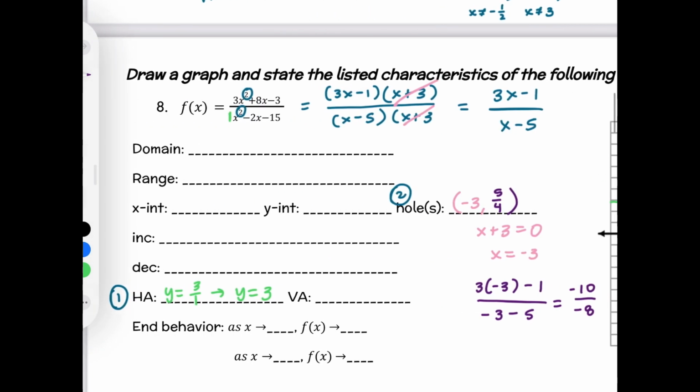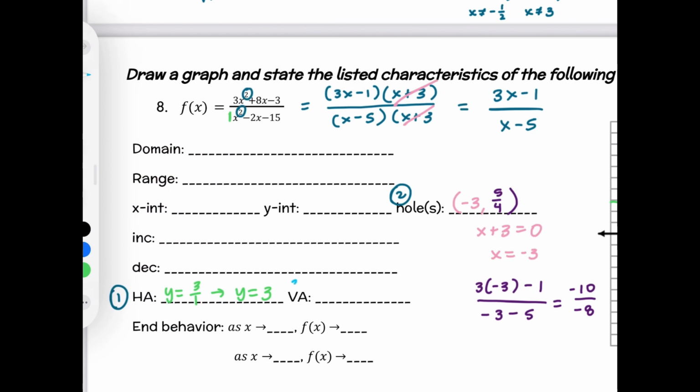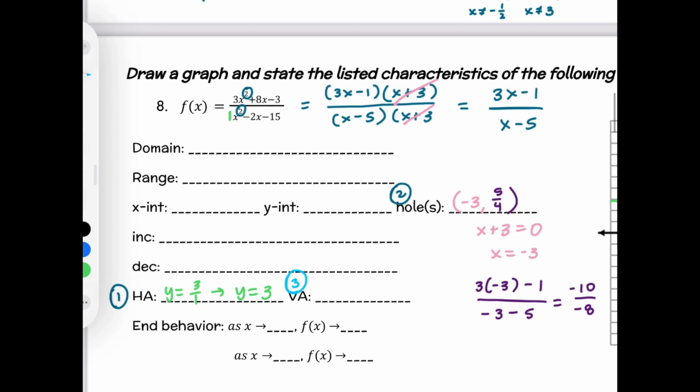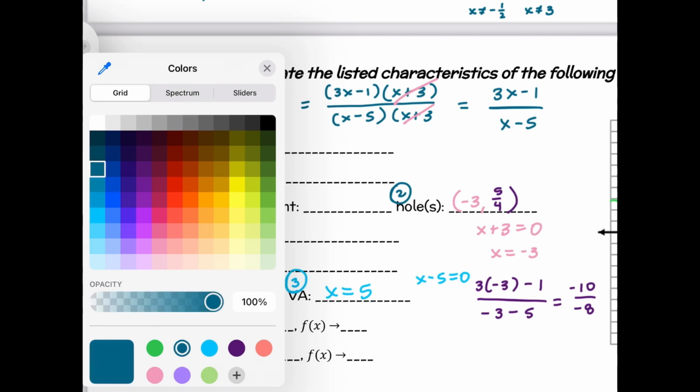All right, third step is going to be find our vertical asymptote. So number 3, whatever's left in the denominator, that's our vertical asymptote. So x minus 5 equals 0, so x equals 5. All right. So then the rest of it, you can kind of do in any order. It's kind of up to you, however you want to work through it.